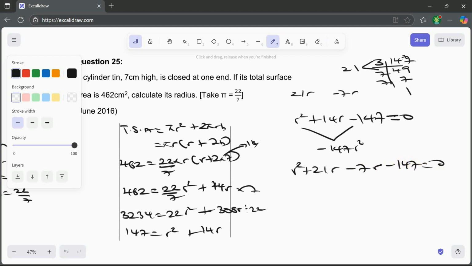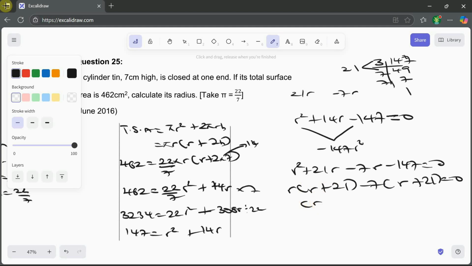We've treated things like this before. So what is common in the first two guys? r is common. r squared divided by r will give you r, plus 21r divided by r will give you 21. What's common in these two? Minus 7. Minus 7 divided by minus 7 will give you r, minus 147 divided by minus 7, that will give you plus 21 is equal to 0. Since I have the same thing here and have the same thing here, we are good.